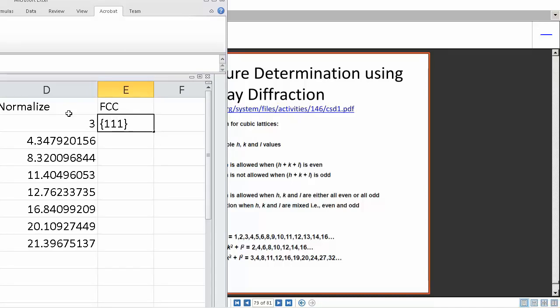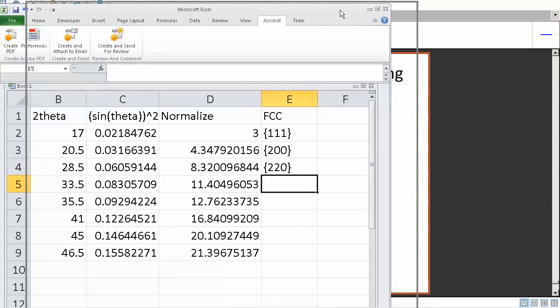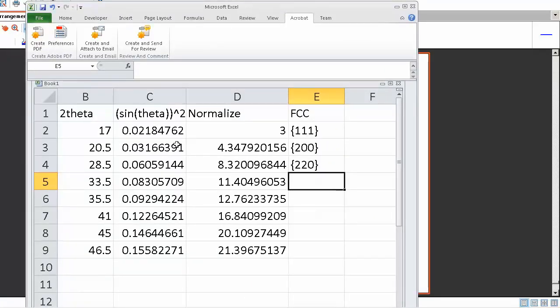So all the Miller indices are odd, and the squares add up to 3. This is supposed to be a 4, so this must be 2, 0, 0, as all the numbers are even, and the squares add up to 4. This is supposed to be an 8. 3, 4, 8. So that's 2, 2, 0. All even. Squares add up to 8, etc. Now we know what the H, K, and L values are for this first row.